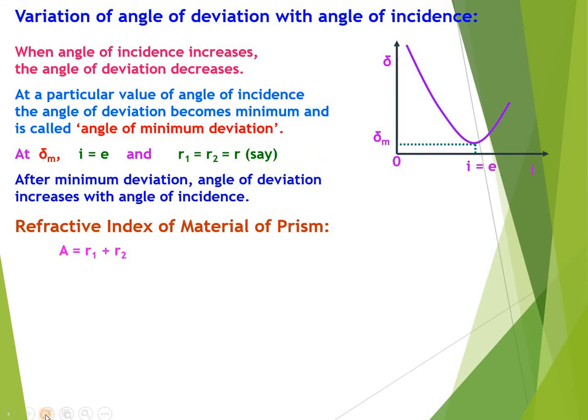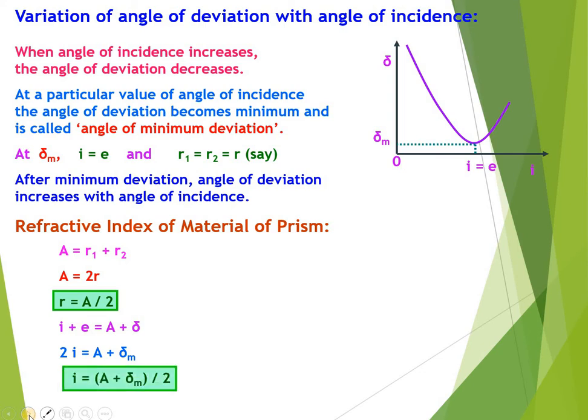As you can see, A was equal to R1 plus R2. So in case of minimum deviation, R1 is equal to R2. So we can place A equal to 2R. Then R will be equal to A upon 2. Very similarly, one relation we have got, I plus E equal to A plus delta. If we put I equal to E, then we get the value of I, that is (A plus delta m) whole upon 2.